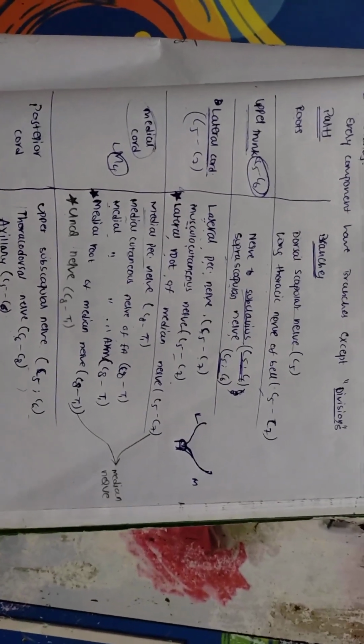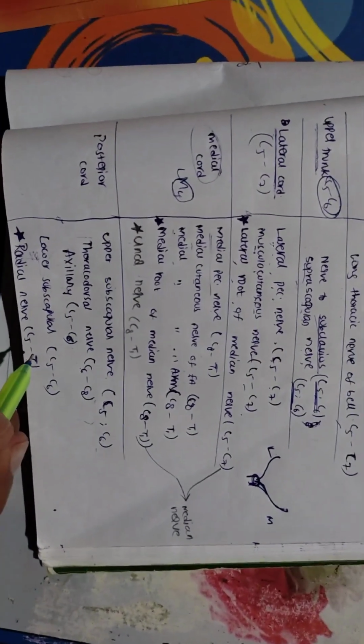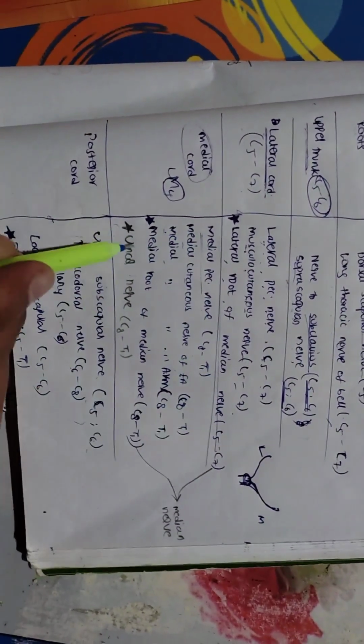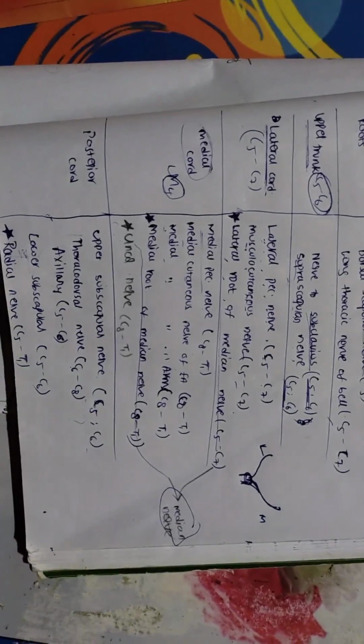The lower subscapular nerve, C5 to C6, and the radial nerve, C5 to T1. You can see this is the radial nerve. Sorry for the inconvenience. You can see that the lateral root of the median nerve and the medial root of the median nerve both together form the median nerve. That's it.